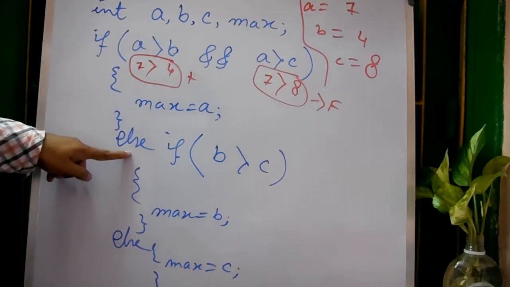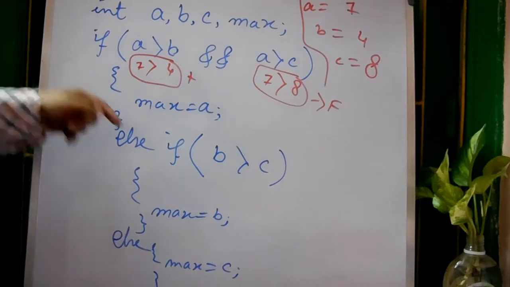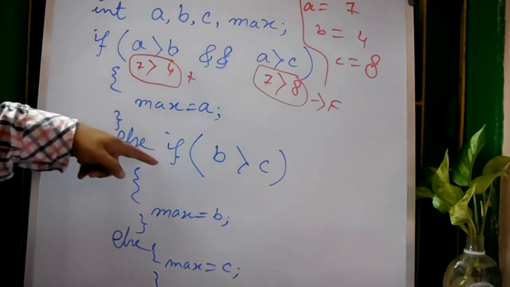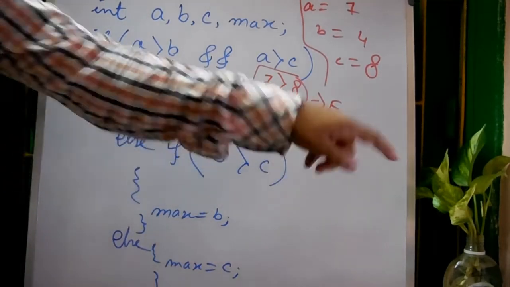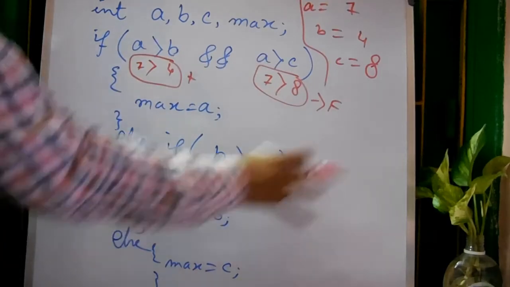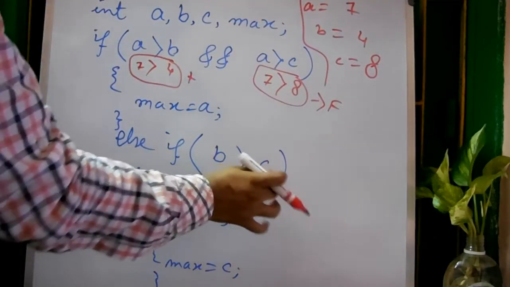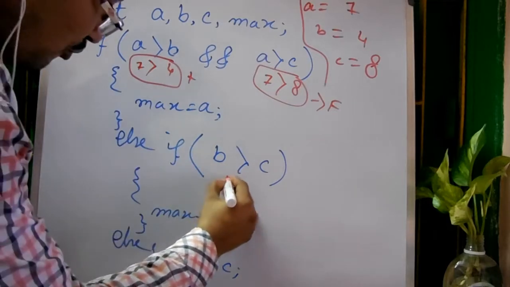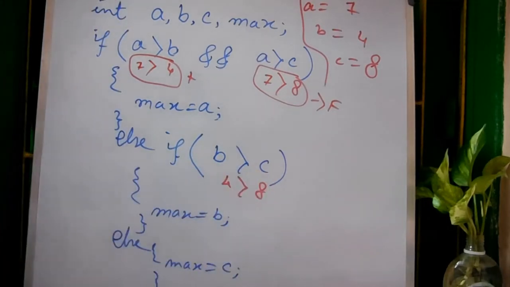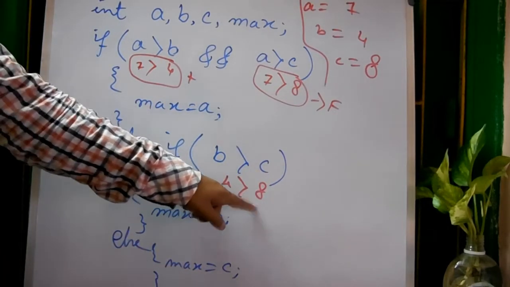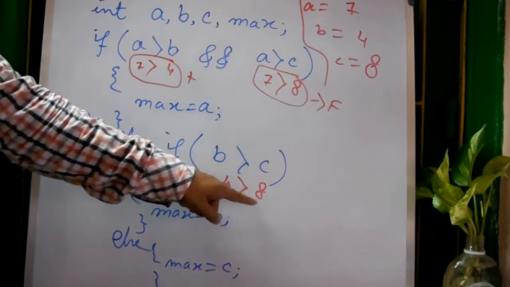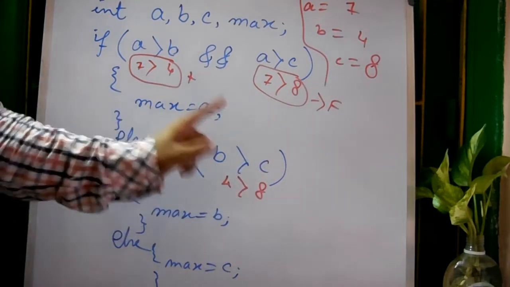In the else part what are we getting? Before entering the else block, we find that one more if statement is there. So now let's execute this if statement. In this if statement what is happening? B greater than C. So B greater than C means 4 greater than 8. Is it true? Is 4 greater than 8? No, 4 is not greater than 8. So this statement is returning false.